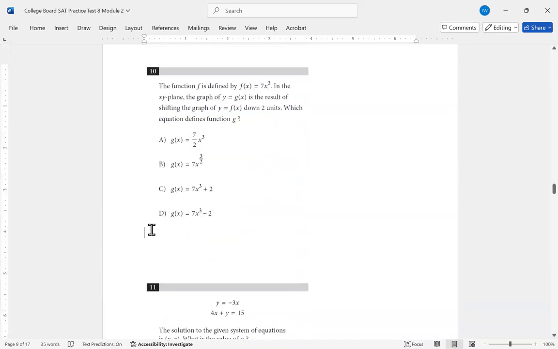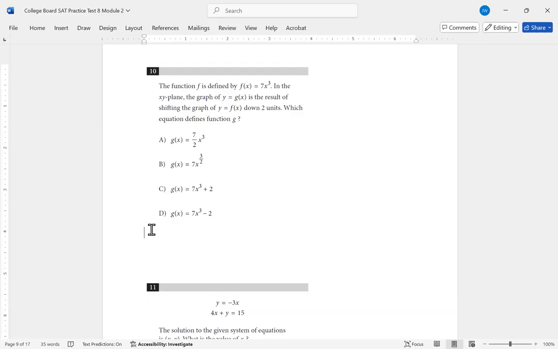Question 10. The function f is defined by f of x is equal to 7x raised to the third power. In the xy plane, the graph of y equals g of x is the result of shifting the graph of f of x down 2 units. Which equation defines function g?